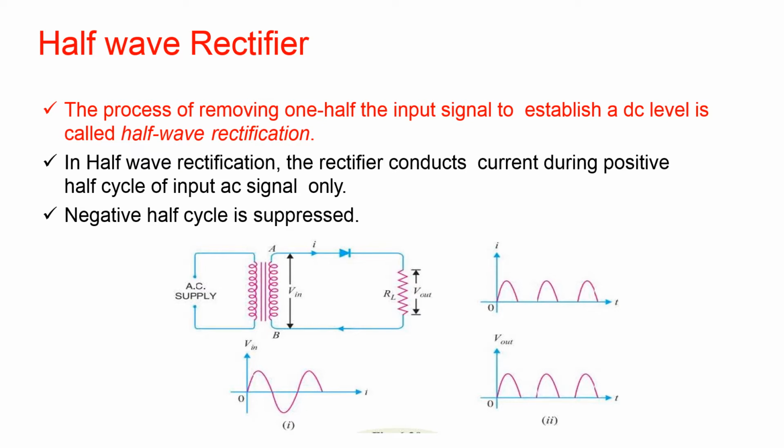So here, as you can see in the diagram, the AC signal is being fed to the input, and at the output, only for the positive half cycle we are getting the output. The negative half cycle is suppressed. Okay, so this is a very important thing which you should remember about half wave rectifier. In a half wave rectifier, the negative half cycle is always suppressed.